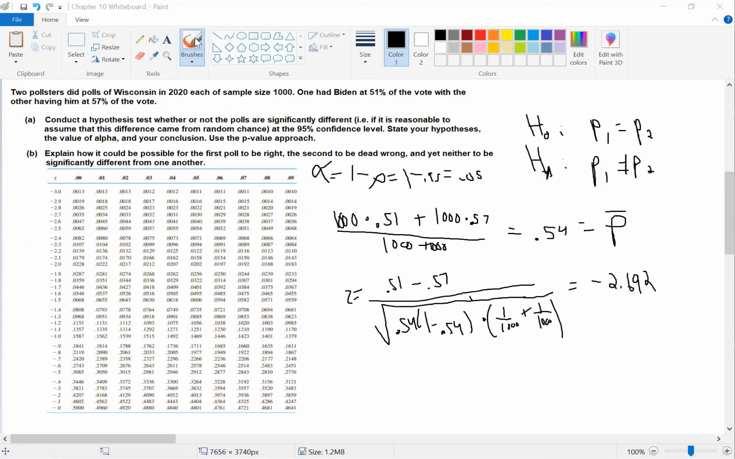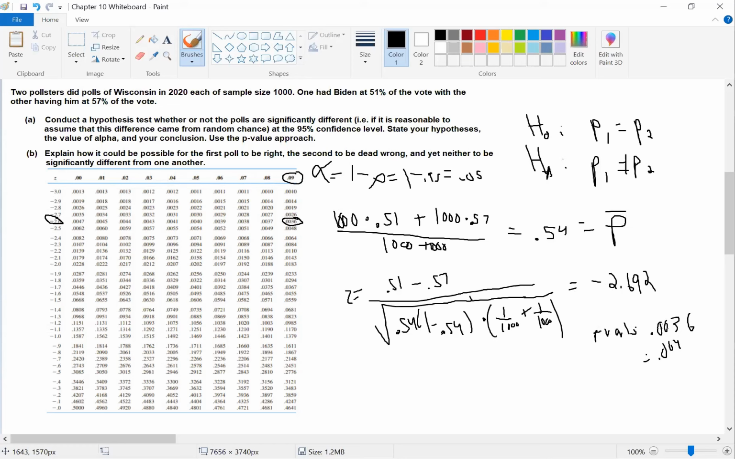All right, now we want to get our p-value from this. We're looking for negative 2.69. That's negative 2.6, and then the 0.9. So that is 0.0036. And so therefore we have a p-value of 0.0036. If you want to round that, you could say 0.004. That is well below our value of alpha.